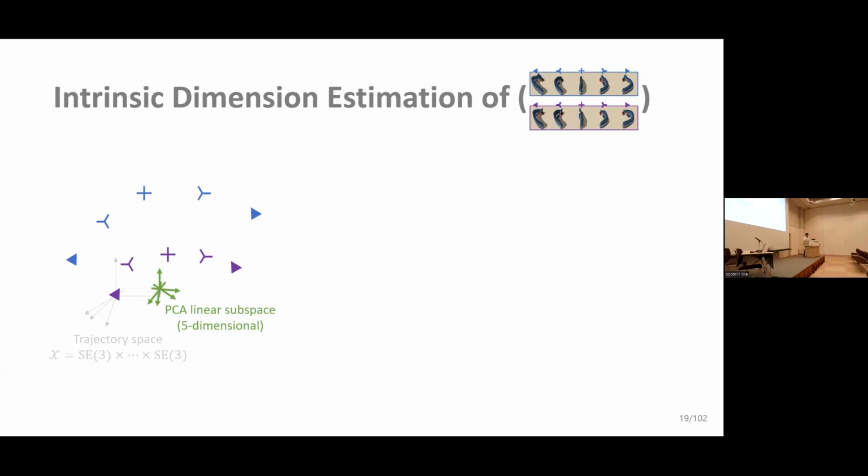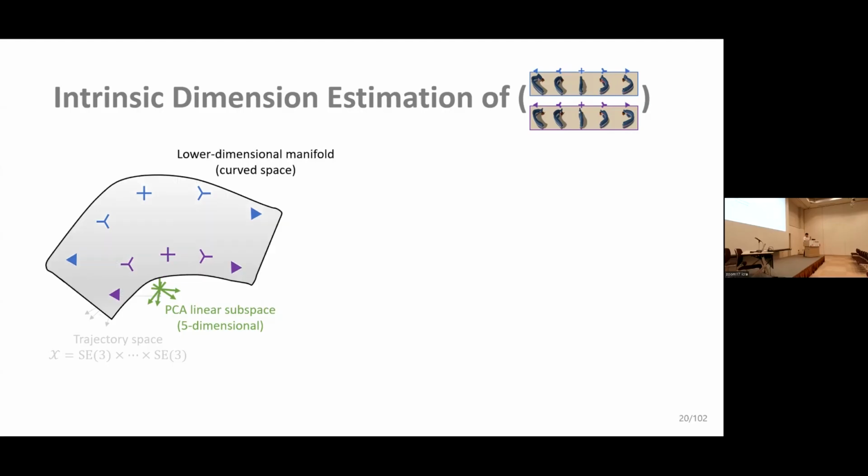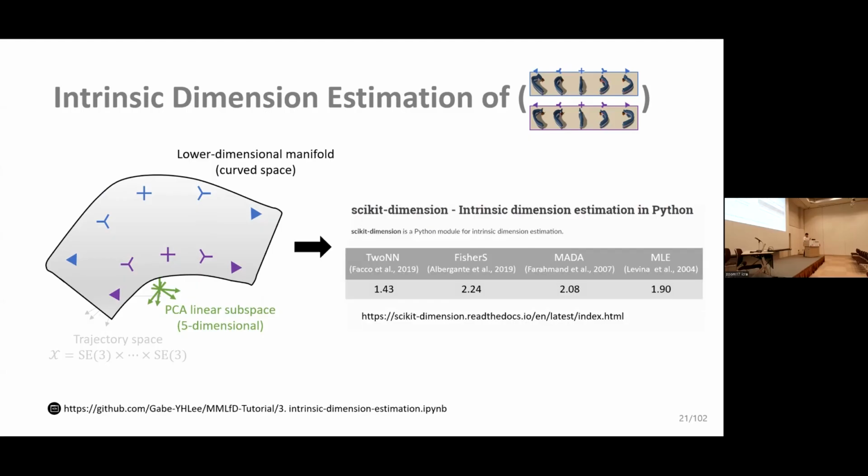However, PCA can only find a linear subspace, and as I said, it is reasonable to guess there exists an even lower dimensional nonlinear manifold inside the PCA linear subspace. Indeed, the dimension of this manifold is called an intrinsic dimension, and there exist many algorithms on intrinsic dimension estimation. There is a good Python library called scikit-dimension, and I tried a few algorithms and they seem to give similar results, around 2.